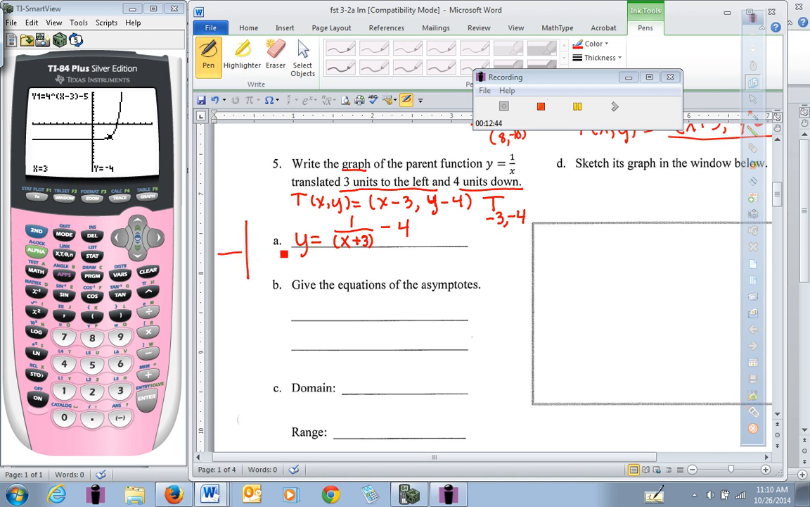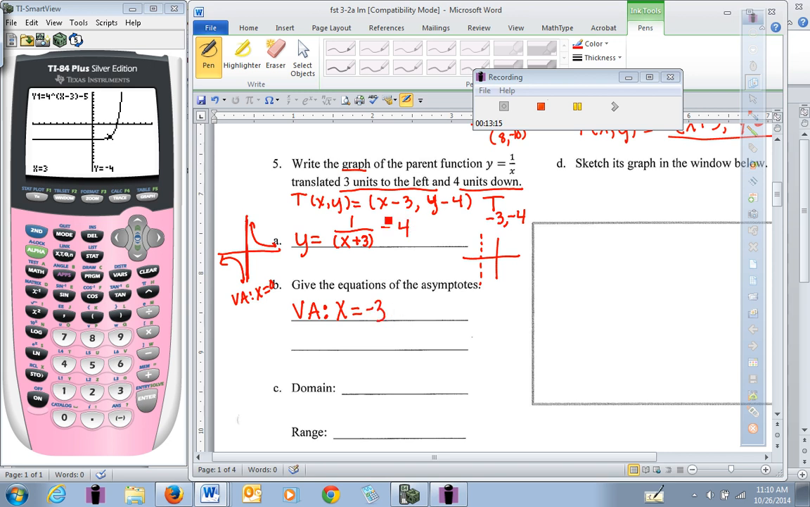Whenever we have the hyperbola, the parent graph of the hyperbola, the vertical asymptote is right here at x equal to 0. It's this line right here, isn't it? And so if I take my vertical part of my graph and I move it 3 units to the left, that means that my asymptote is going to move 3 units to the left as well.